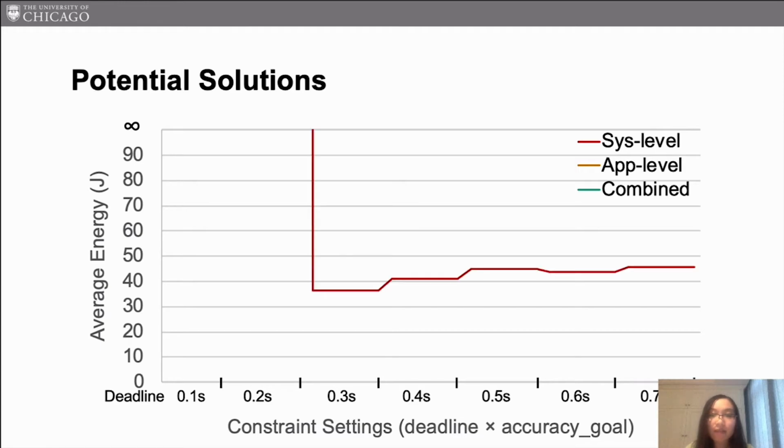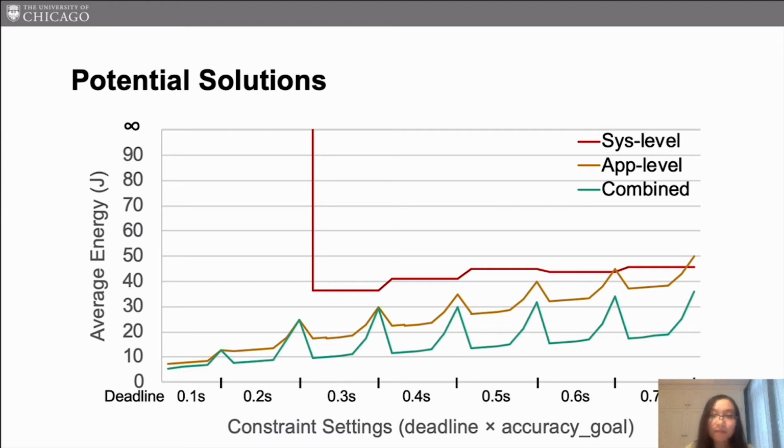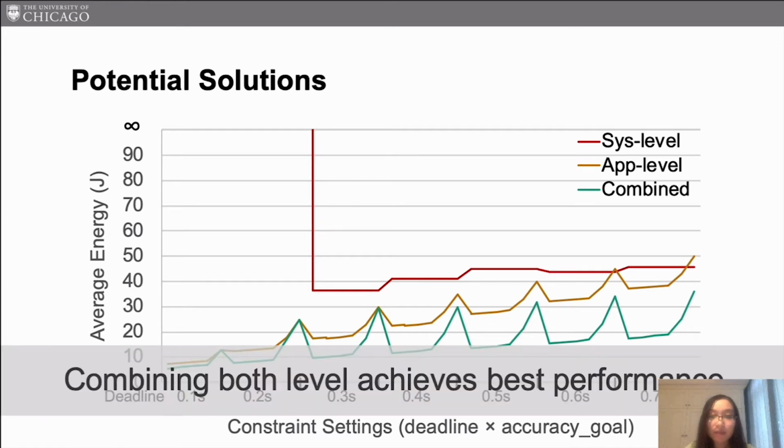System level is configuring just the system. Application level is just configuring the DNN, and the third combines both levels. As we can see, combining both levels achieves the best performance. There's a potential of a big win.